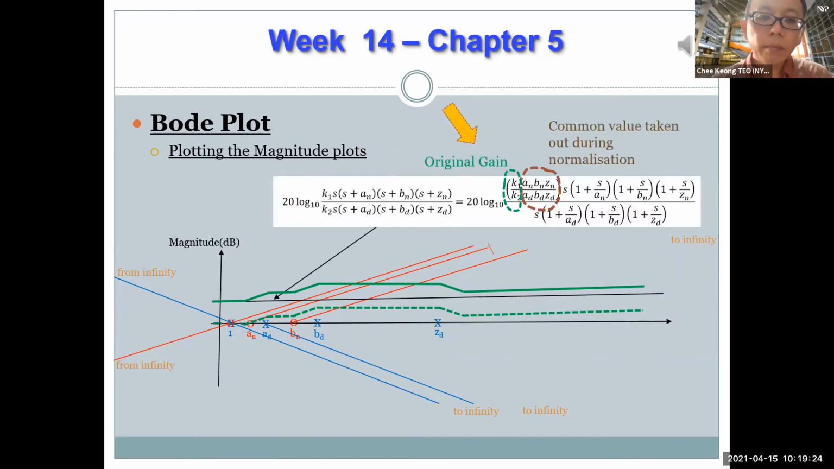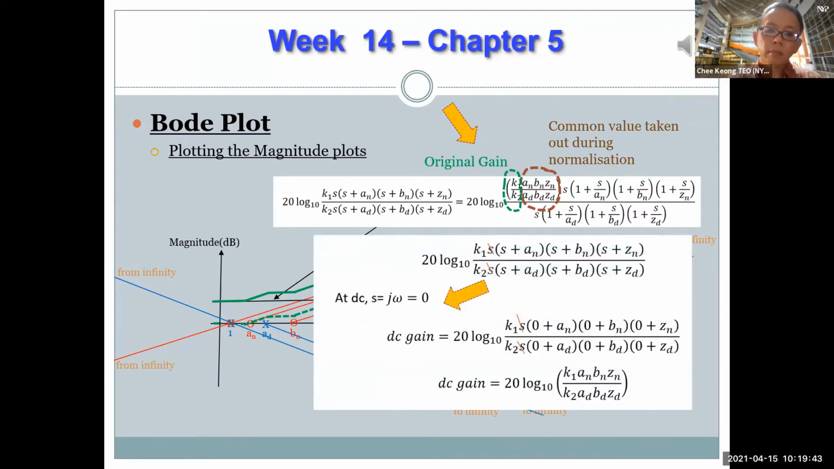To determine the gain term, all the asymptotes need to be normalized into the form with brackets 1 plus s over roots. The common constant value taken out during the normalization is then multiplied with the original gain to determine the actual gain used. Another way to do it is to set all the s terms to 0. Then the DC gain can straight away be determined. Both methods will arrive at the same gain value.